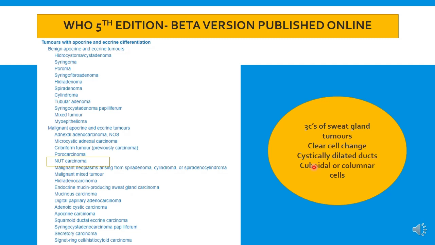And there will be cuboidal or columnar cells on the luminal side of the ducts, whereas in the periphery there will be myoepithelial cells. Basically there will be 2 types of cells, and you commonly expect clear cell change in some of the tumors of sweat gland differentiation. So please remember the 3 C's of sweat gland tumors. Classification-wise, there are benign and malignant tumors. The new addition to this classification is NUT carcinoma of appendageal tumors. We'll see in detail subsequently.